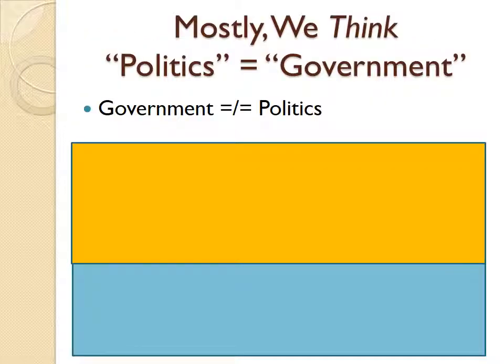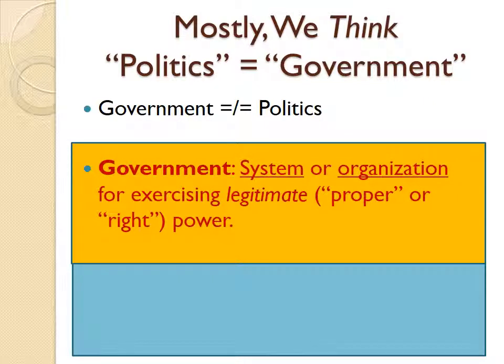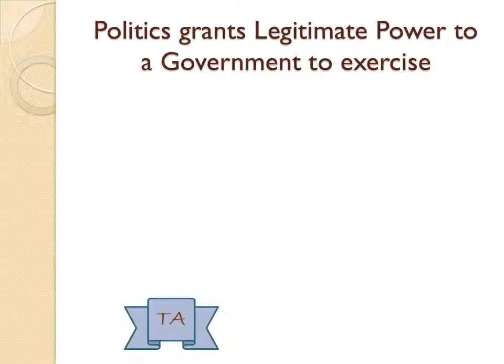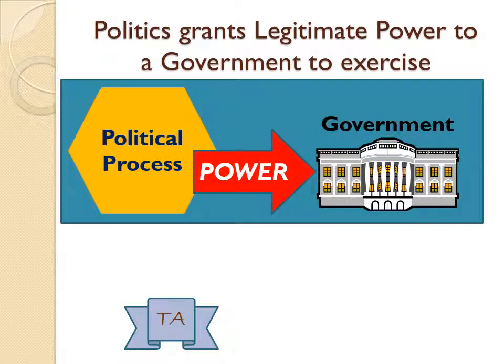Mostly, we think politics is equal to government. However, we want to dispel that myth immediately. Politics and government are not the same thing. Government is actually a system or an organization for exercising legitimate power. Legitimate power just means that the power is proper or right, and we'll talk about that in a minute too. Politics, on the other hand, is a process or an activity through which power and resources are gained or lost. Politics grants legitimate power to a government to exercise.